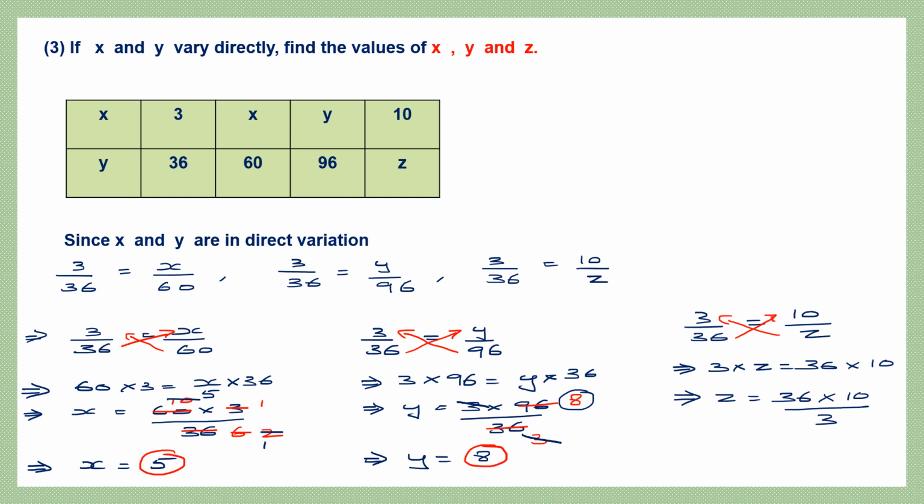Now we can cancel 36 and 3. 3 ones are 3 and here 3 into 12, 12 threes are 36. Now nothing more to cancel, so we multiply 12 into 10. So we have found the value of z also. Z is 12 into 10, which is 120. So we have found the three values, that is x is equal to 5, y is equal to 8 and z is equal to 120.